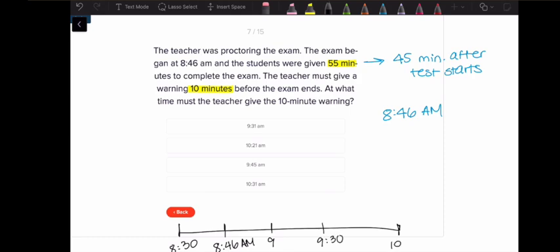This is going to be 9:30, and this is going to be 10. So 45 minutes later is going to put me at, if I add 30 minutes to 8:46... I'm sorry, not 30 minutes, 45 minutes. I apologize. We're adding 45 minutes here.